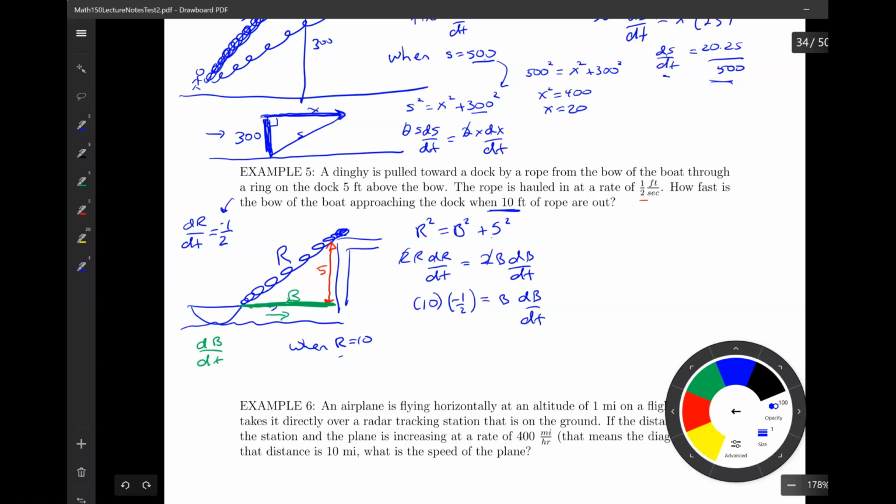Okay, so now it's time for me to use the r equal 10 to go find out what b is equal to. So I'm going to put the 10 in for r, b squared plus 25, so I have 100 minus 25, so 75 is b squared. So because it's a distance, I'm going to use the positive. So I get a negative 5 over root 75 is db dt.